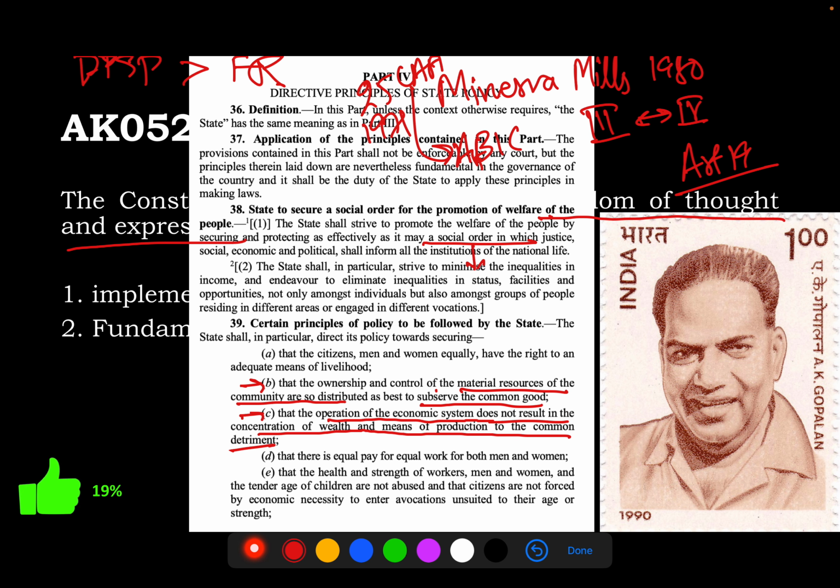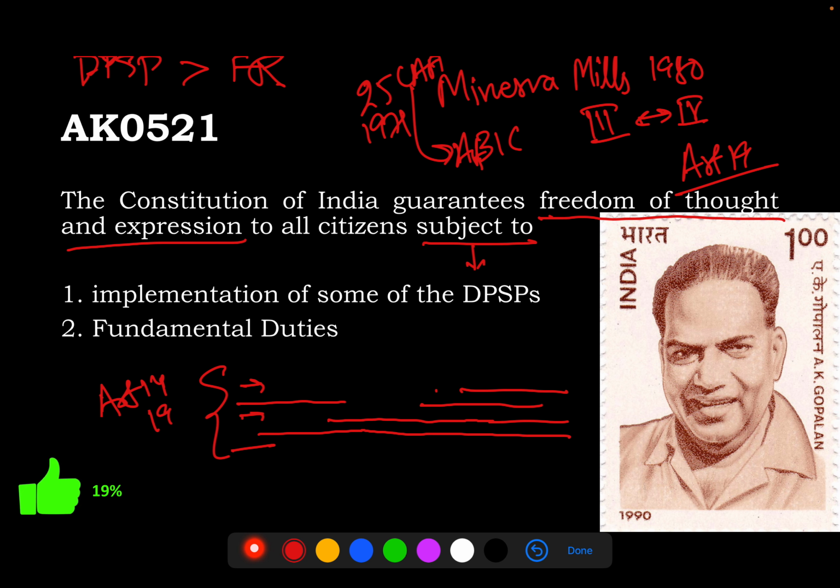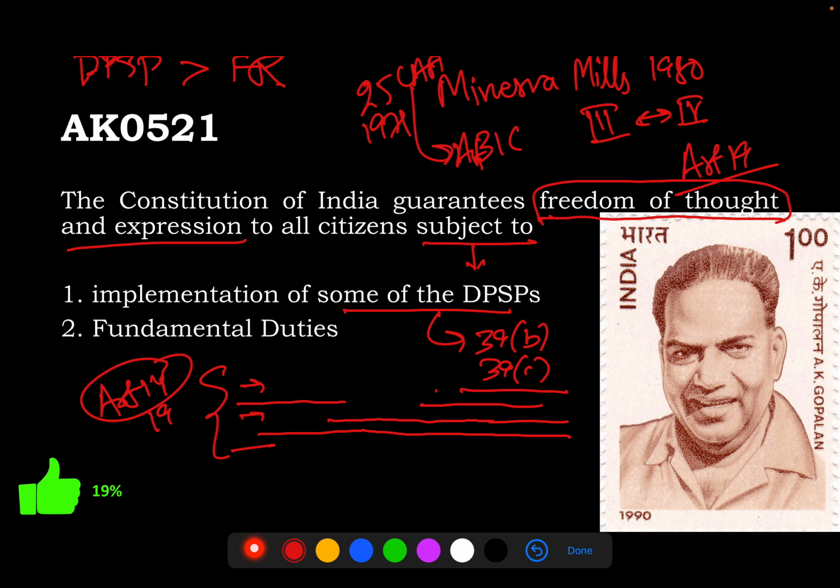So this was actually in the background of the bank nationalization that the 25th Amendment was made, and we said that if we make these kinds of laws, and this results in the violation of Article 14 and Article 19, it is okay. That means to implement some of the DPSPs. Which of the DPSPs? We know 39 clause B and 39 clause C. They can act as a restriction to the freedom of thought and expression, and also equality in Article 14. So the first option is the correct option.